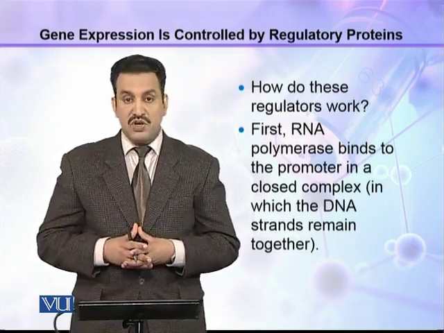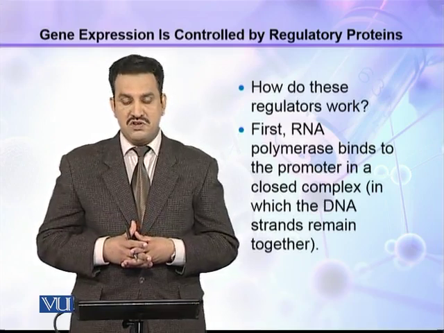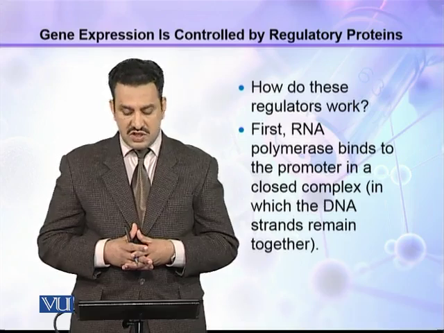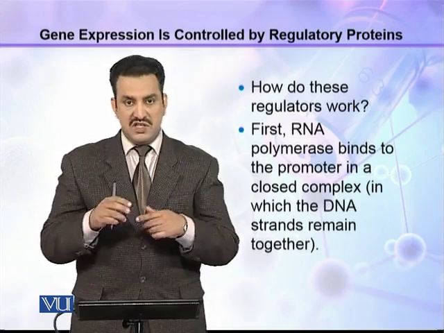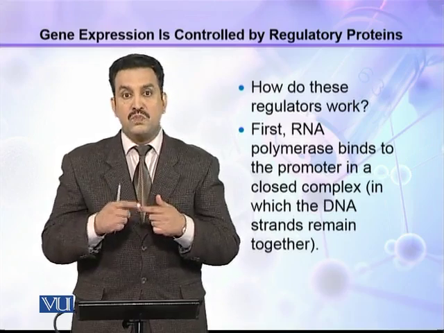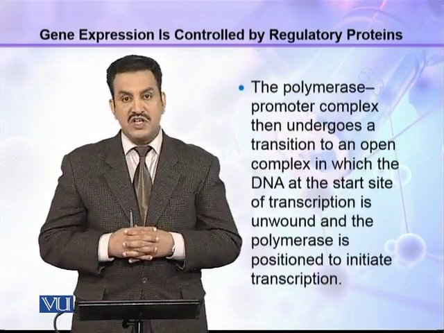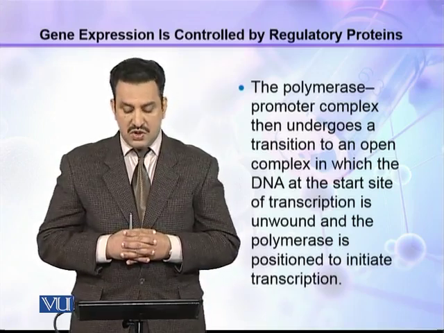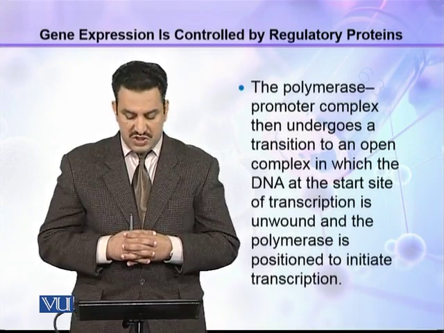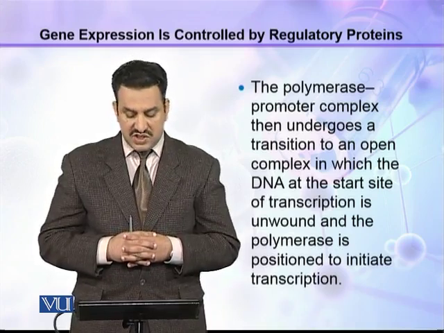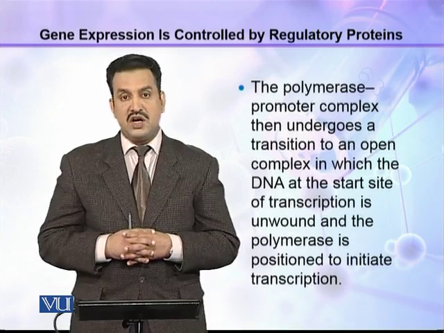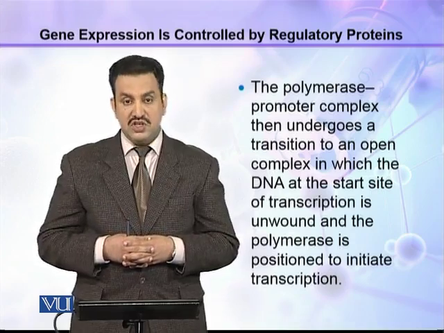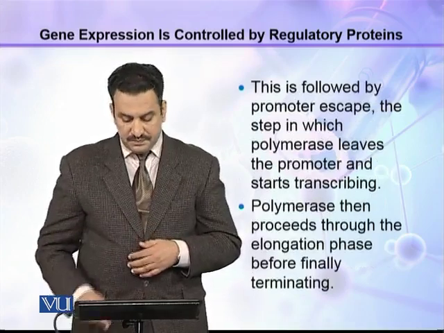First, RNA polymerase binds to the promoter in a closed complex in which the DNA strands remain together. That is, they are in the form of a duplex. The polymerase promoter complex then undergoes a transition to an open complex in which the DNA at the start site of transcription is unwound and the polymerase is positioned to initiate transcription.